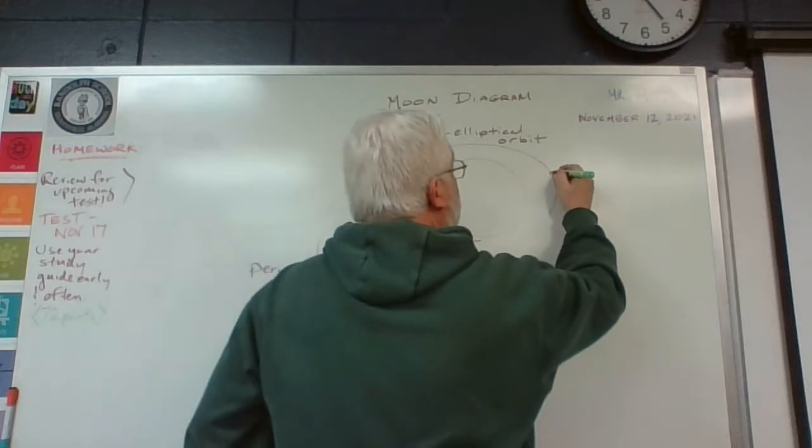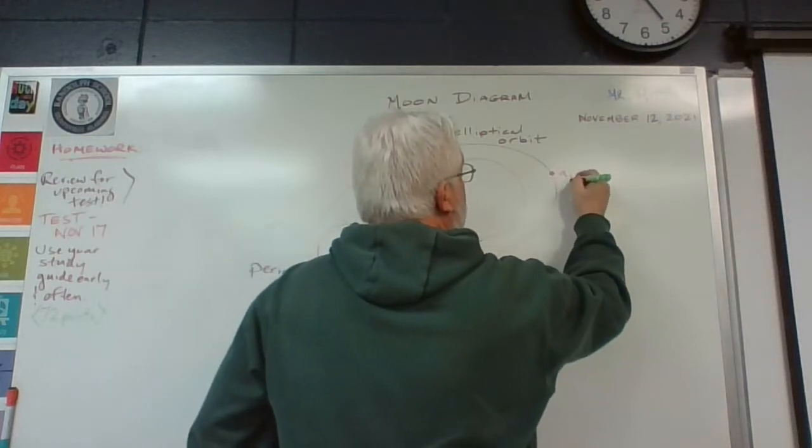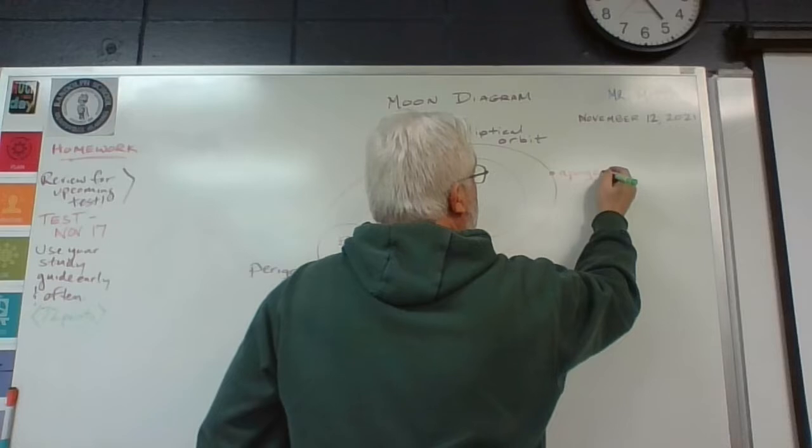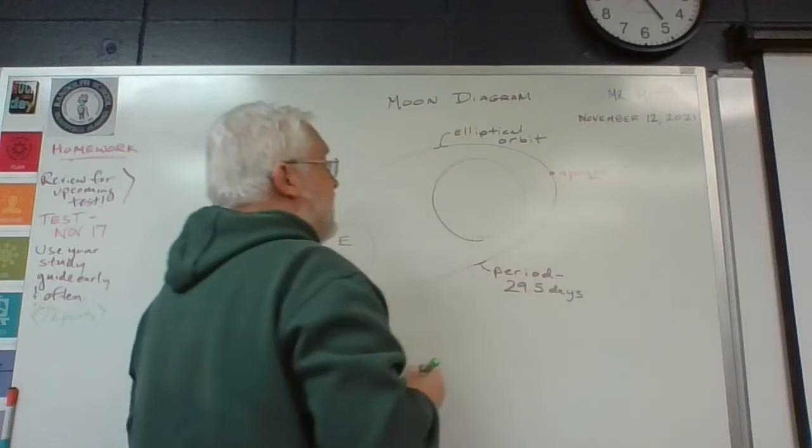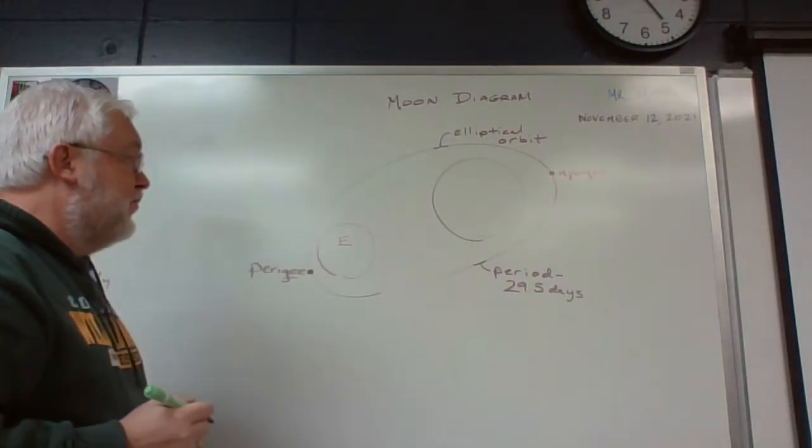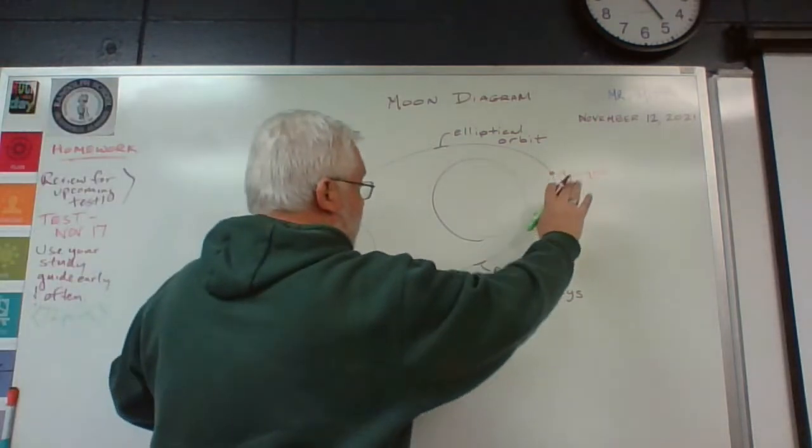The point farthest from Earth in the moon's orbit is known as the apogee. The apogee, again, the G there is for Earth. So close to Earth and far from Earth.